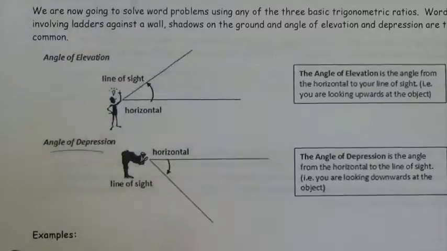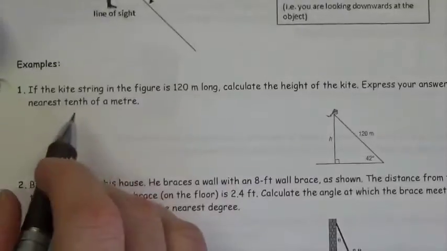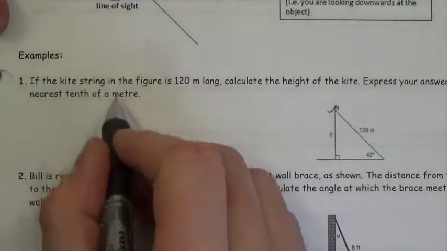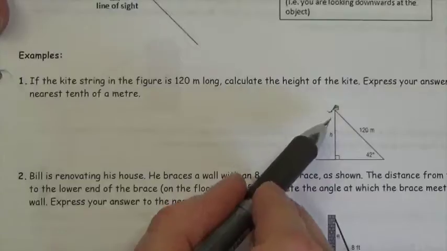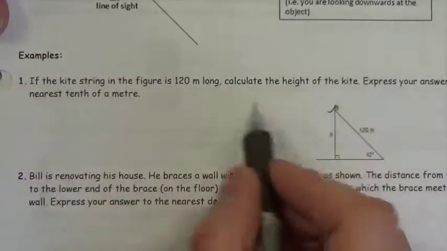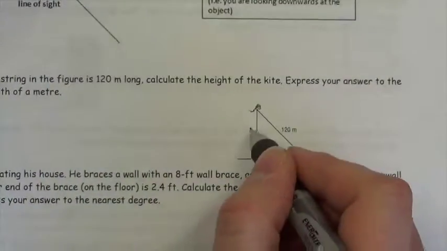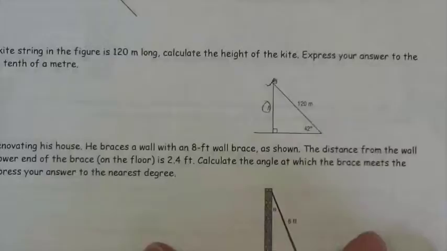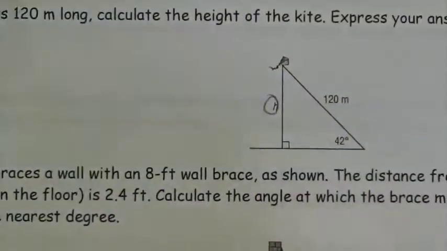Okay, now let's just jump into some examples. Okay, so in this first example here, we read that if the kite string in the figure is 120 meters long, okay, so there we go. In this particular case, it's the hypotenuse here, 120 meters long. Calculate the height of the kite, okay, right here, and express your answer to the nearest tenth of a meter.